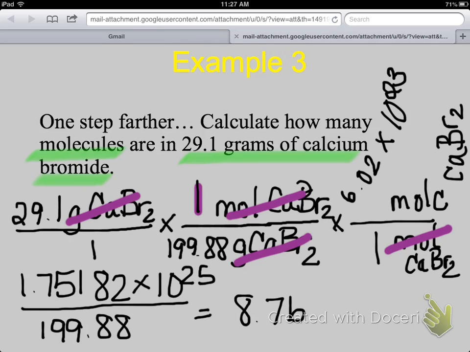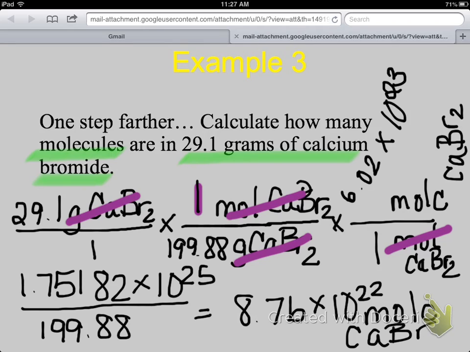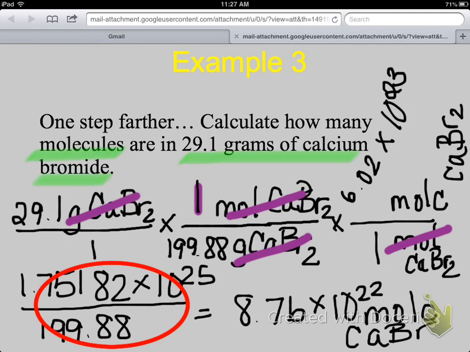8.76, because we want 3 sig figs, times 10 to the 22nd. And my units are molecules of the calcium bromide. If you don't want to show this step, that's fine. You don't have to. I'm just showing you where that calculation came from. Sometimes it's more convenient to include that step depending on what capabilities your calculator has. And that's all I have for you for this lesson.